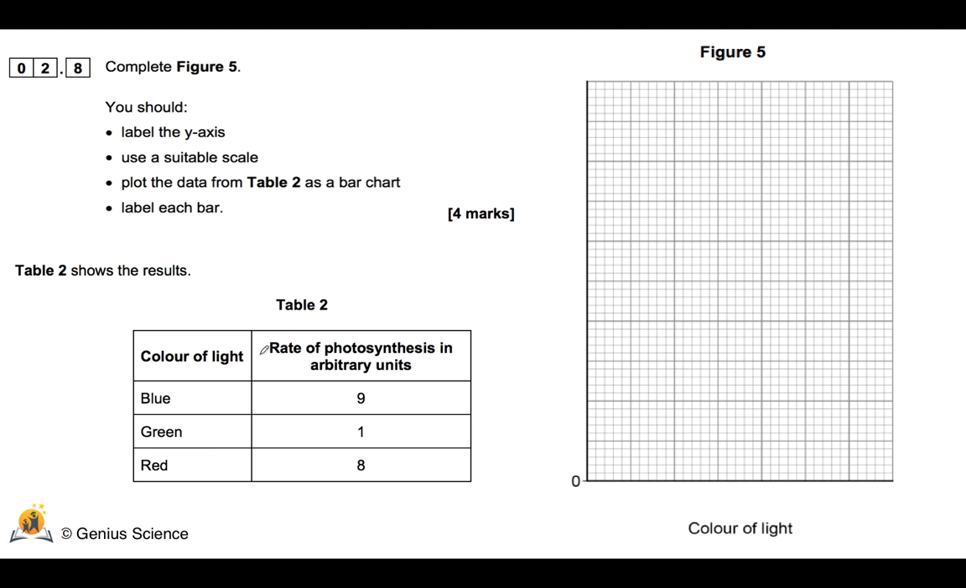Actually, first of all, let's do a suitable scale. So we look at the results. Starting at 0, the highest value is 9. So you want to go just above the highest value. So I'd go to 10. So I'd label like this.